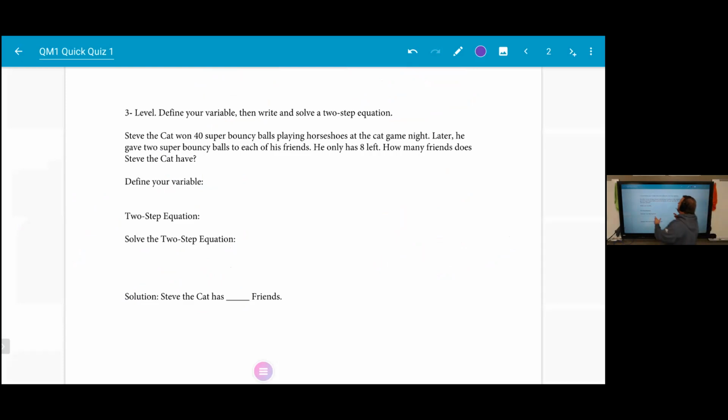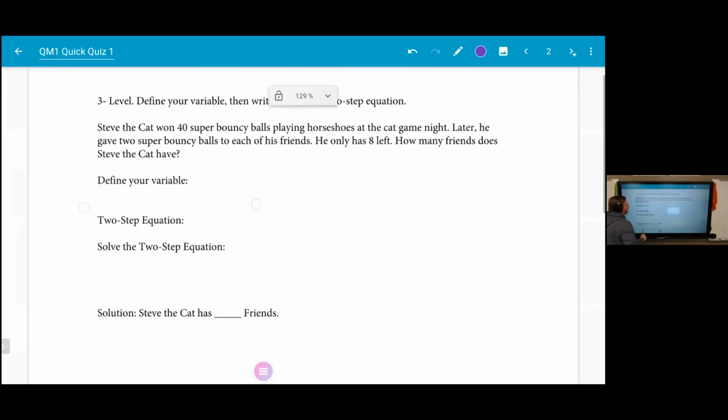It says, Steve the cat won 40 super bouncy balls playing horseshoes at the cat game night. Later, he gave 2 super bouncy balls to each of his friends. He only has 8 left. How many friends does Steve the cat have? Good question. Well, what's the thing we don't know?